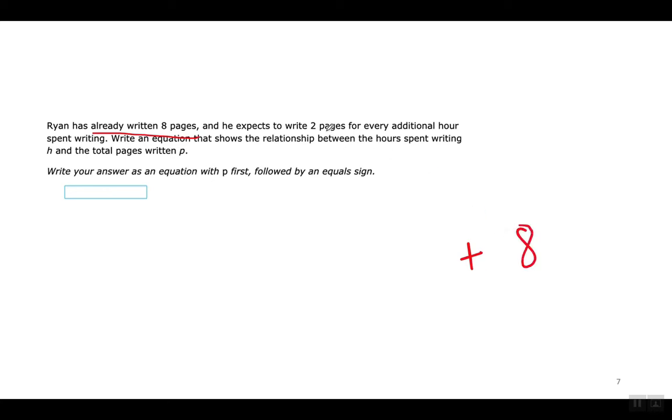He expects to write, I think this is the same exact numbers from before. He expects to write 2 pages every additional hour.